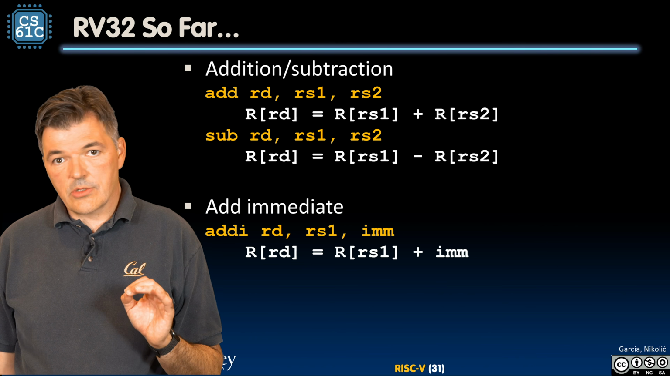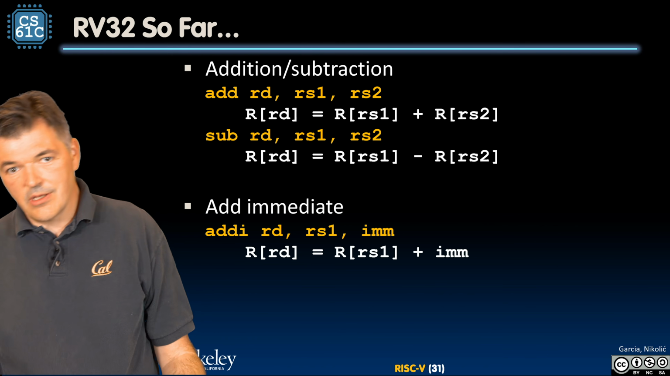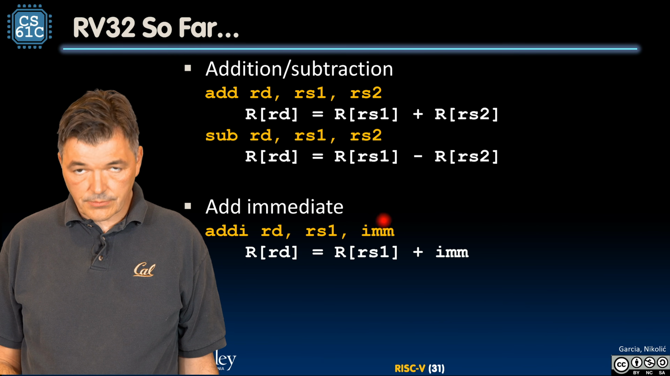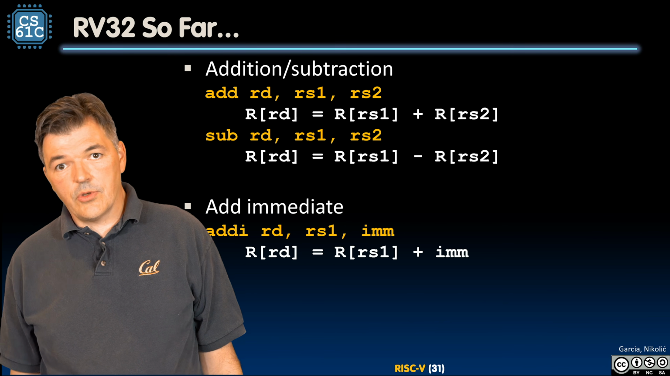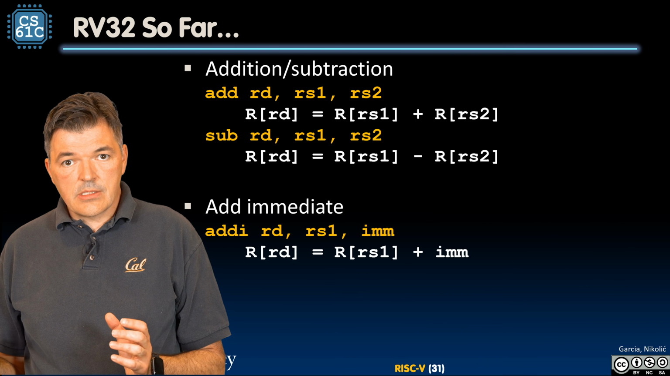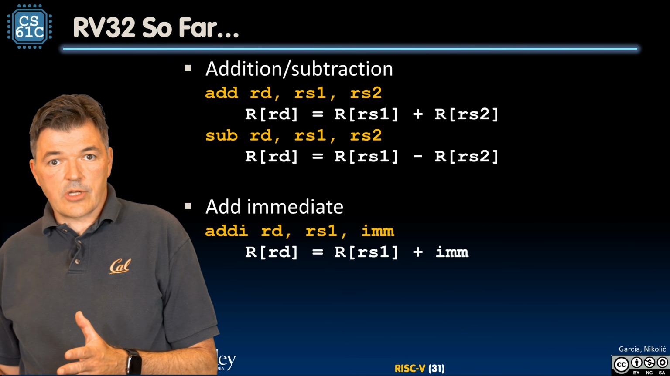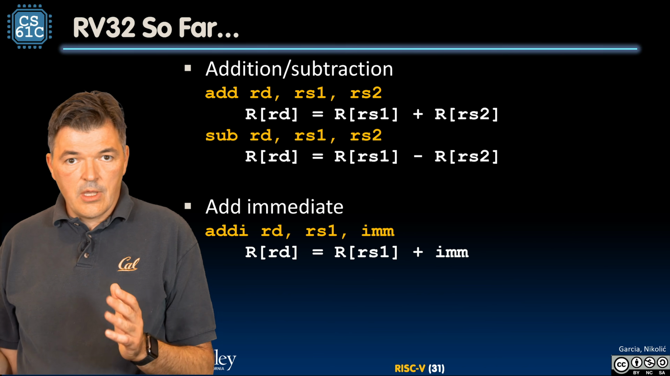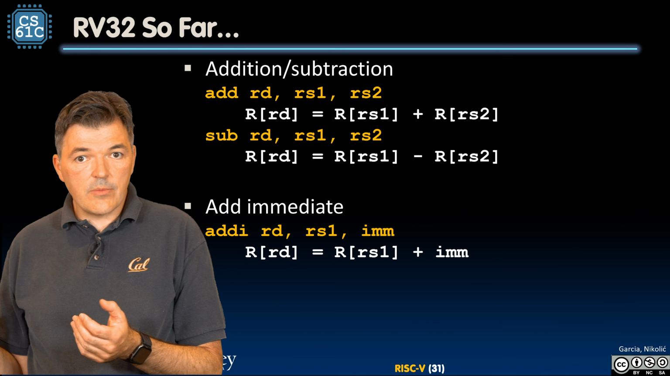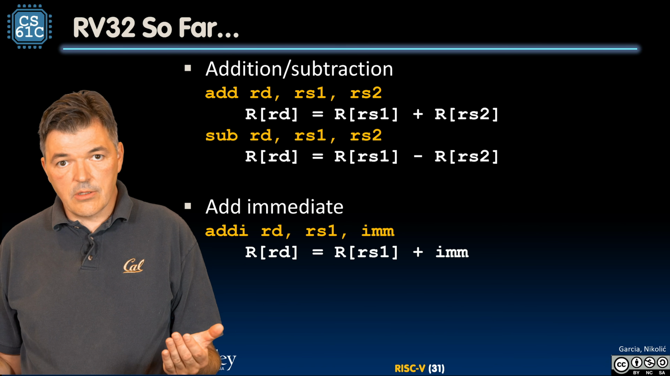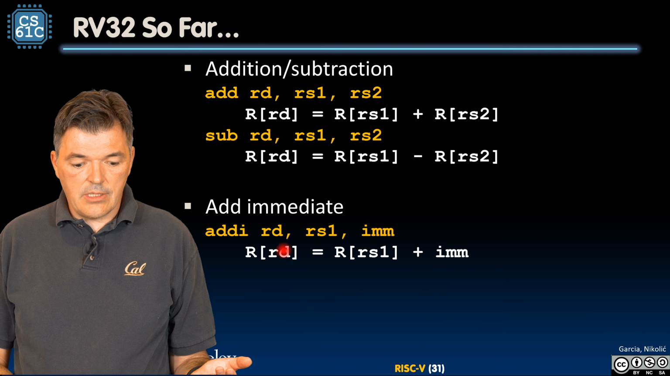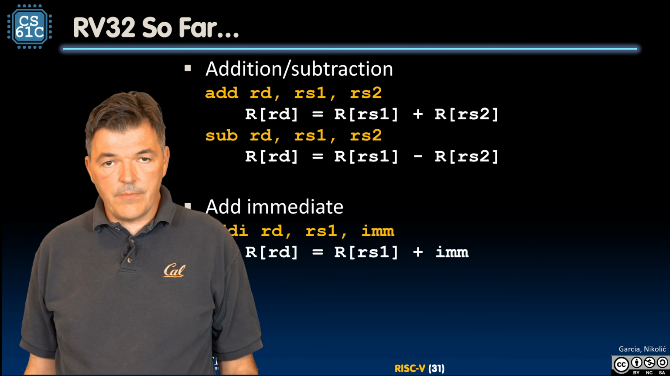Our add immediate instruction is similar, but a little bit different. It takes the contents of the source register RS1 and adds an immediate value to it. An immediate value is a constant that is encoded as a part of an instruction. So it is there in the instruction. The processor takes that number from the instruction and adds it to the contents of a register RS1 and stores the result in the destination register RD.